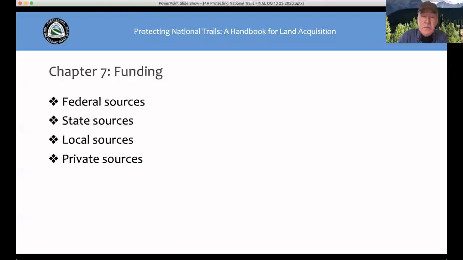And now that we have permanent funding, we can start to really plan ahead. There are many more sources of funding besides Land and Water Conservation Fund. There are state sources, there are local sources. And then I've also discussed in the handbook a variety of different private sources for funding land acquisition.